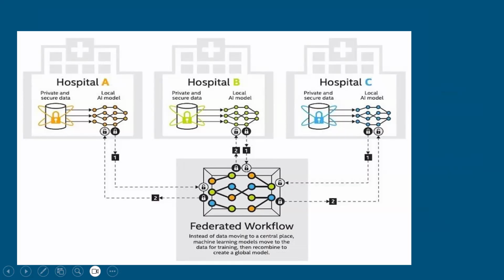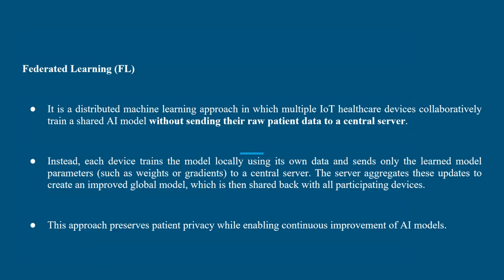is trained on their own private and secure data. So each hospital has its own local AI model, and the model weights and parameters are shared to the cloud, to a common server. This is known as the federated workflow. Instead of data moving to one place, machine learning models move to the data for training, then recombine to create a global model. This is the key idea in federated learning.